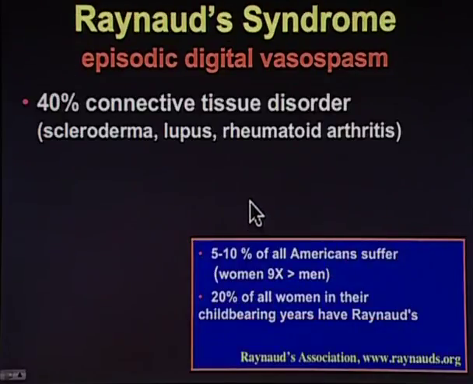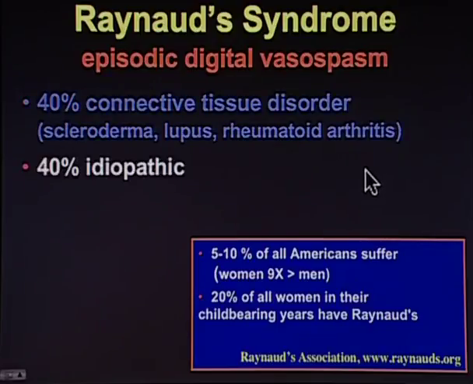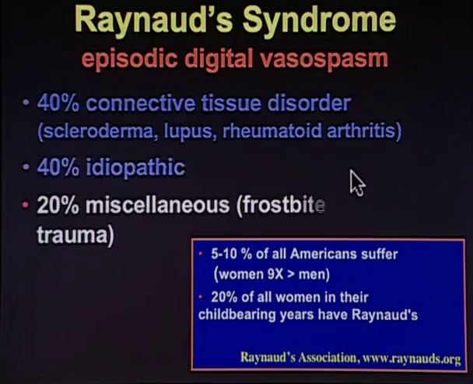Now, about 40% of people that have Raynaud's syndrome have it associated with connective tissue disorders. That can be scleroderma, lupus, or rheumatoid arthritis. About 40% is idiopathic, meaning we just really don't know what causes it. About 20% is due to either previous frostbite or vibration injury or vibration trauma. This is a condition that's been reported in people that use jackhammers or drilling apparatus, in which the vibration can cause this to come about and occur.